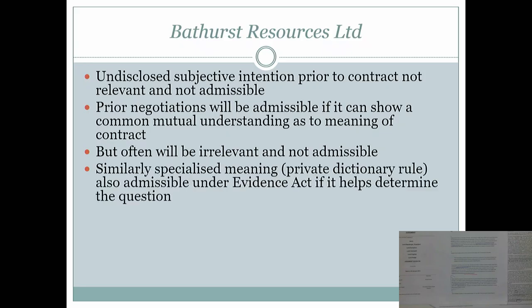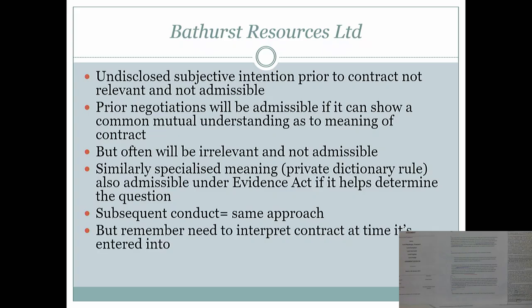Similarly, evidence that the parties were using a particular word in a weird or idiosyncratic way, which is sometimes called the private dictionary rule, that they have some sort of secret language that they're using in their contract. So whenever we say black, we actually mean white. If you have evidence that that's what you actually did, then that can be brought in to show that whenever we say black, we actually mean white in this contract. What about subsequent conduct? Generally, the same approach. Will it tend to help us answer the question what the parties intended at the time they entered into this contract? So we can bring it in, but remember, often it won't be relevant to the question of what the parties intended at the time they entered into it.